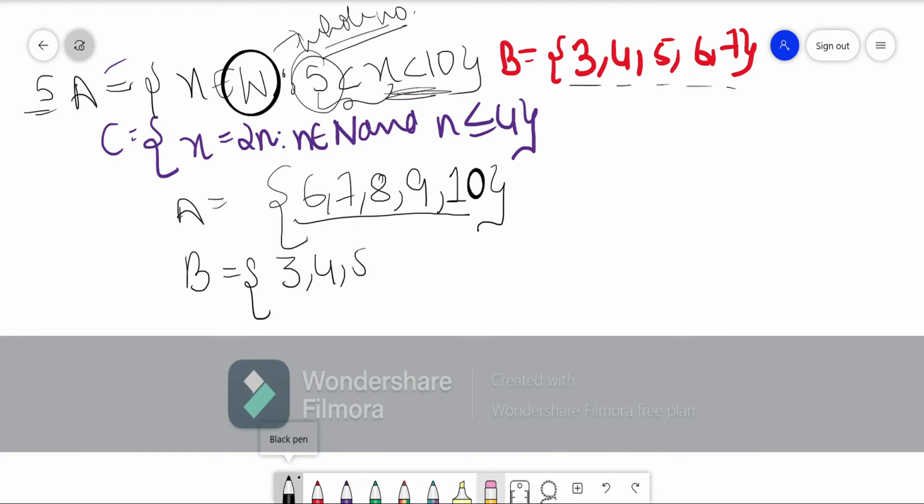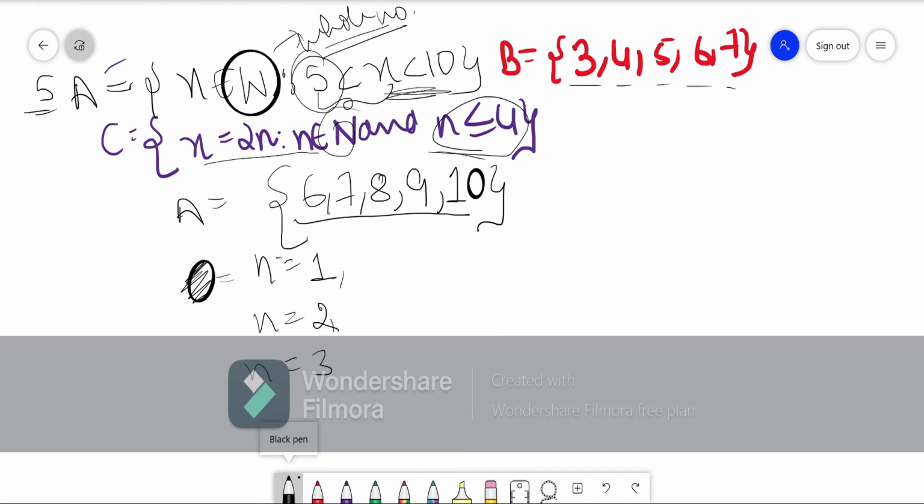So I think that I should not write it. I should solve the C set only. C set. X is equal to 2n where n belongs to natural numbers and n is less than or equal to 4. If it is less than or equal to 4, then n would be 1, 2, then 3, and then 4, right? So see, this is the equality sign, where I wrote 4 also.